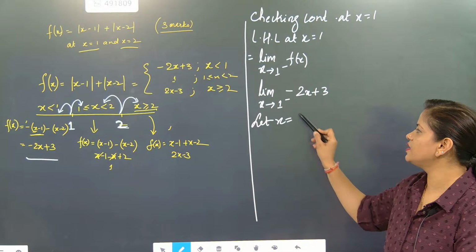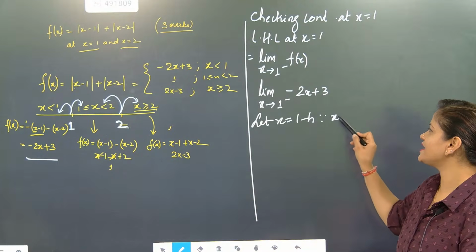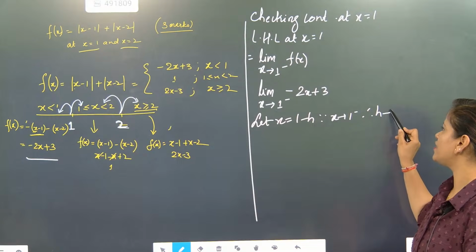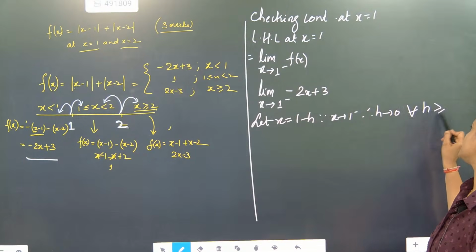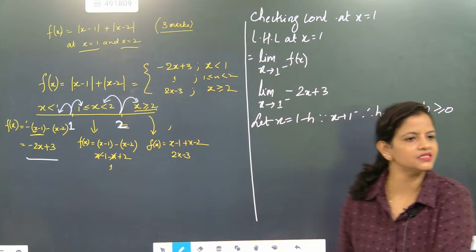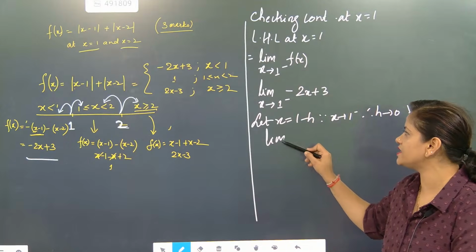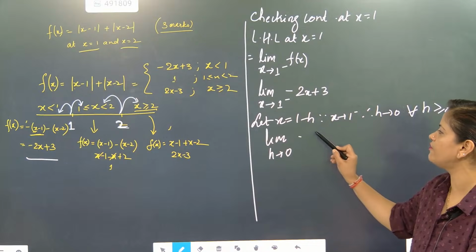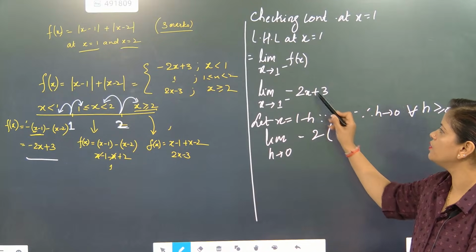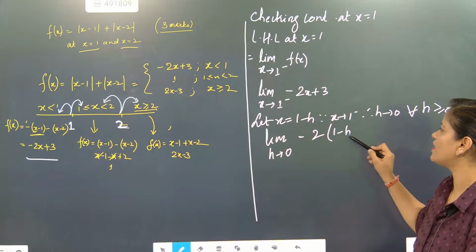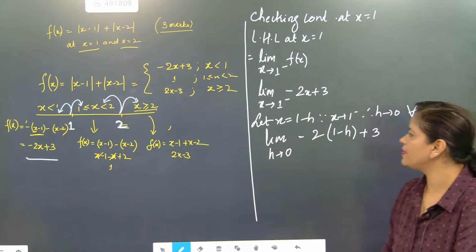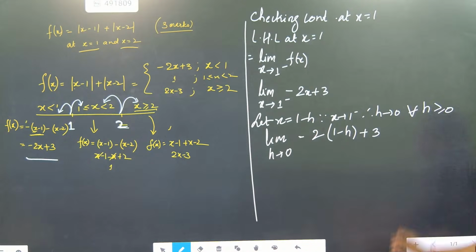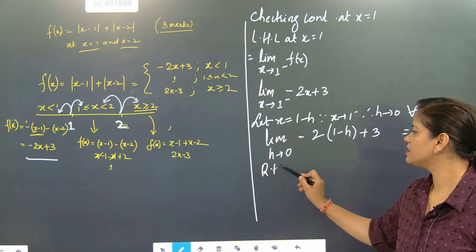Let x equal to 1 minus h. Since x tends to 1 minus, therefore h tends to 0 for all h greater than or equal to 0. Because when you write like this, they can't touch any section of your paper. They just have to put one tick. You are bounding them to give full marks. So minus 2, here instead of x you put 1 minus h, plus 3. Now beta, you make h equal to 0. What is coming? Minus 2 plus 3, which is 1.